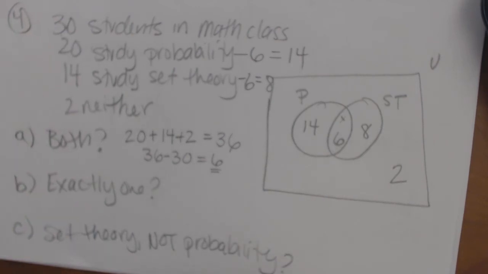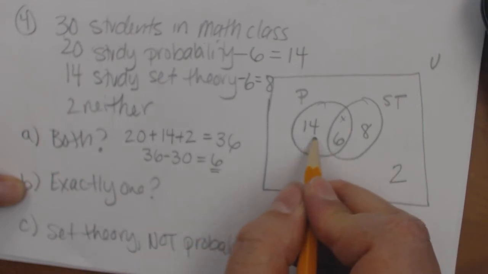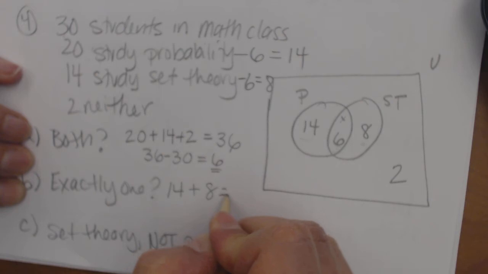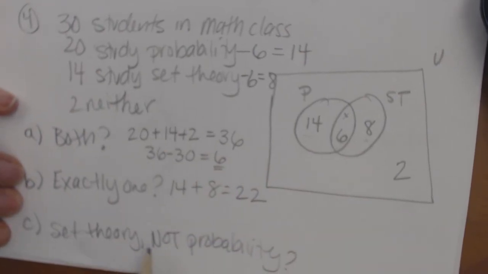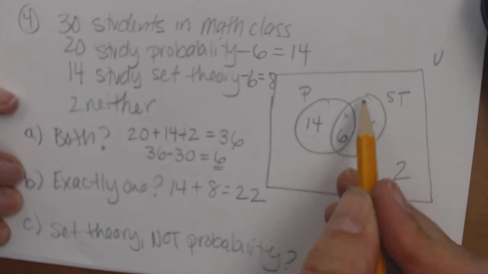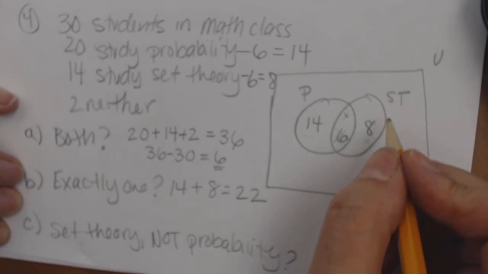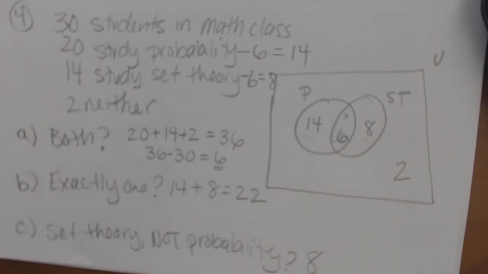Okay, let's go and answer our questions now. Exactly 1. So exactly 1 means just probability or just set theory. So we're going to do 14 plus 8, and we're going to get 22. And then the last one, set theory, but not probability. So here's our set theory circle, but inside we have both. We don't want both. So we're just going to do just set theory, which is going to be 8. So that's been number 2 and number 4.